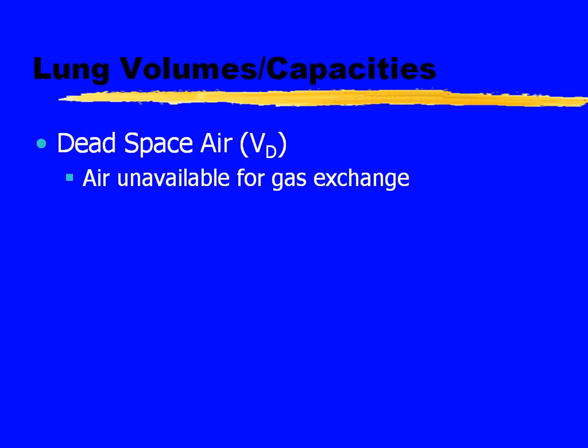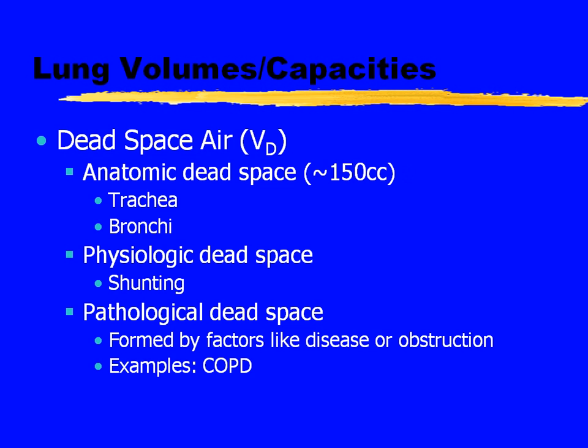Okay, the other one here is dead airspace, volume D. That's just air that doesn't exchange for anything. Out of that 500, about 150 cc's is dead air, and it just sits there in the trachea, in the bronchi. There could be other areas that cause dead space, like shunting, and we'll talk a little more about shunting when we talk about PEs and pathological dead space, like COPD from smoking.